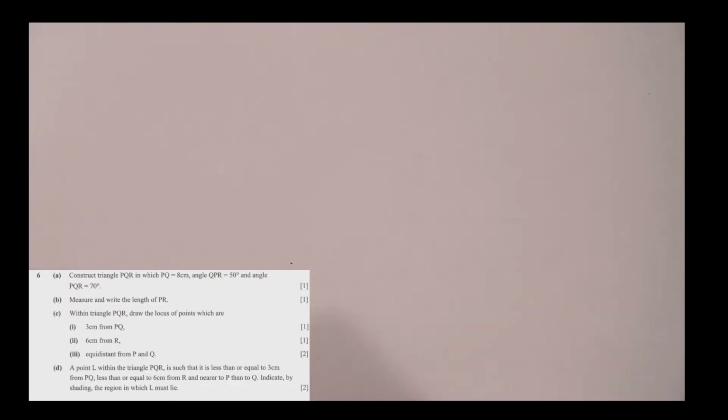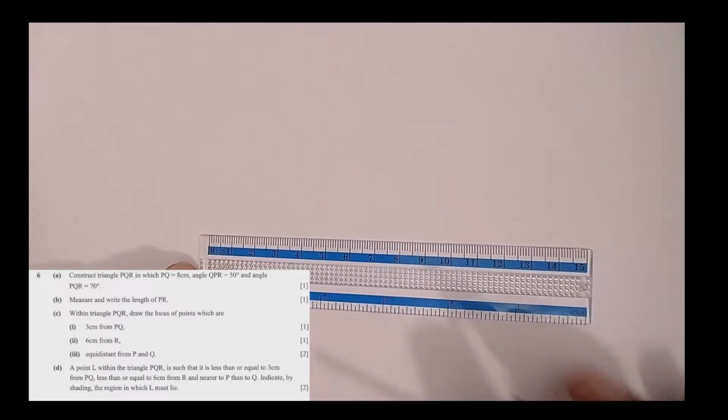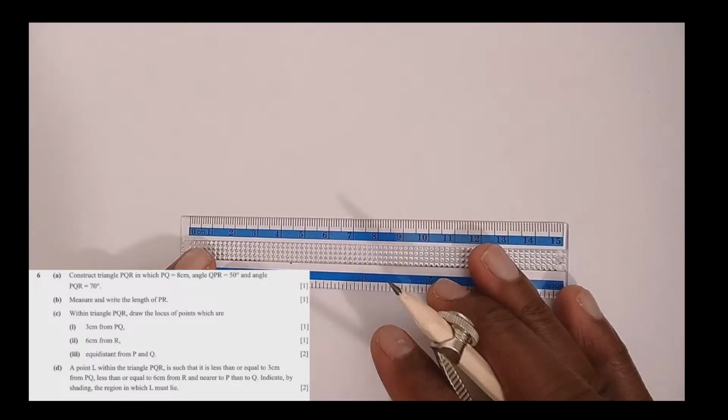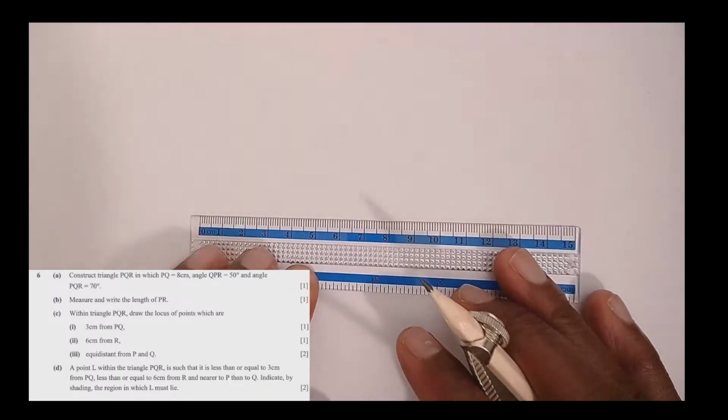So in 2025 we have a question that asks us to construct a triangle PQR in which PQ is 8 centimeters, angle QPR is 50 degrees, and angle PQR is 70 degrees. So how construction normally works, you start with what comes first in the question, right? So they say in which PQ is 8 centimeters. So let us go ahead and draw 8 centimeters, right? PQ. So right here in the center, right? So I'll just draw right here.